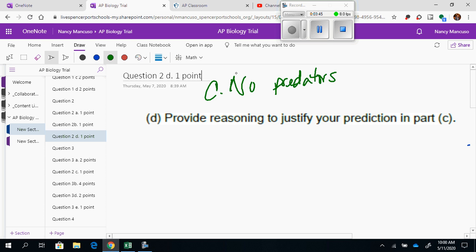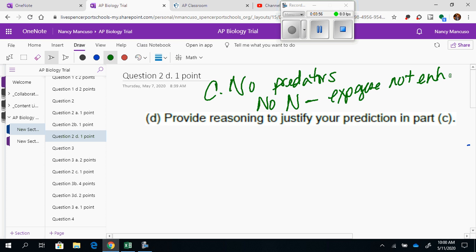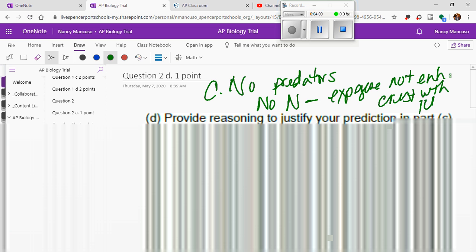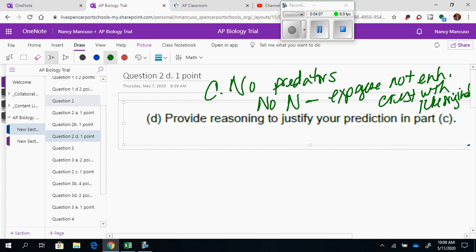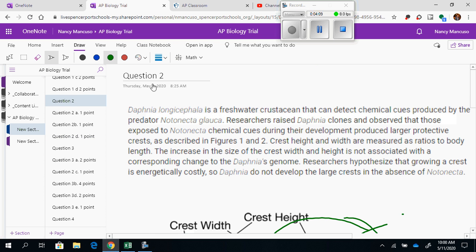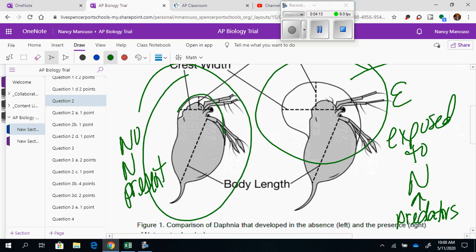So if there's no predators present, then there's going to be no N, which means the expression of the gene is not enhanced. So I would imagine the crest, width, and the height would be like the original, not like the parents. So if I go back to this question, the crest is going to be like this if there's no N present.